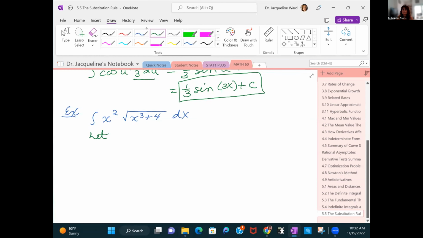Okay, so we're going to substitute for what's inside the radical, in the radicand. So let u be x cubed plus 4. And then du is 3x squared dx. And see, in the problem, I have x squared dx. So I can solve for x squared dx by dividing both sides by 3.